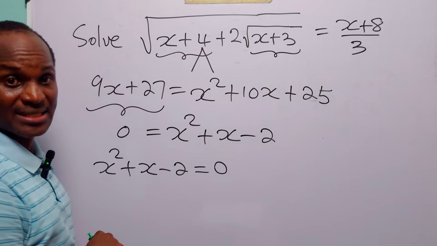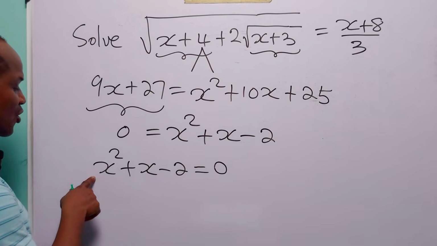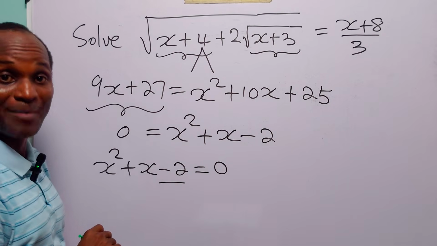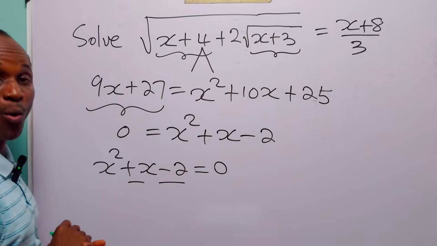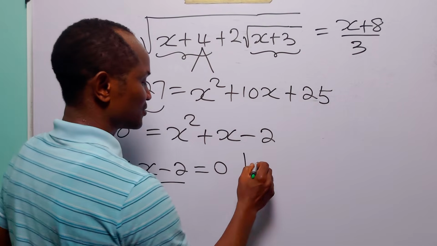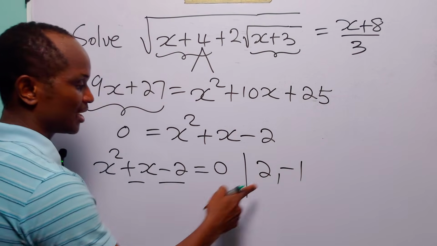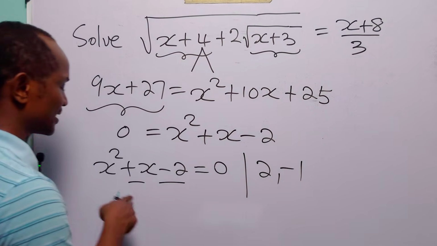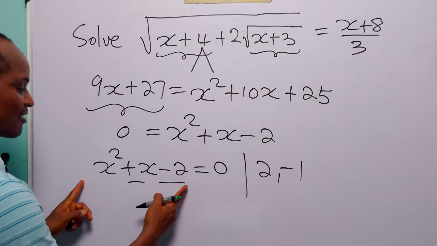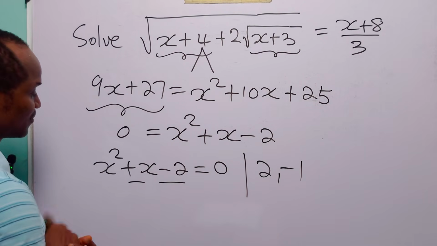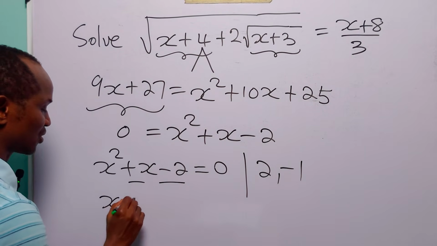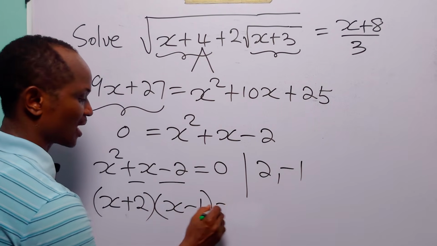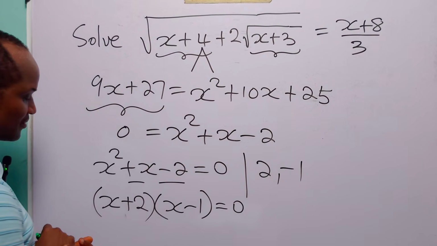Now we can solve this quadratic equation by factorization. Since the coefficient of x squared is 1, all we have to do is to find the factors of minus 2 that add up to 1. And those are going to be 2 and minus 1, because 2 times minus 1 is going to give us minus 2, while 2 minus 1 is going to give us plus 1. So we can factorize the left-hand side of this quadratic equation as x plus 2 multiplied by x minus 1, and of course this is equal to 0.